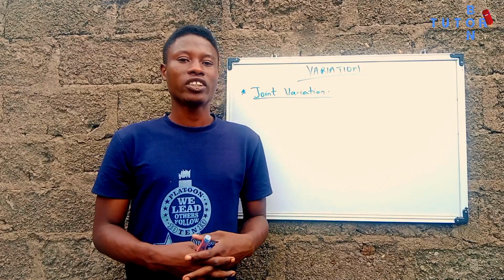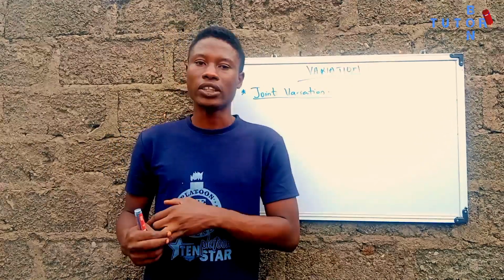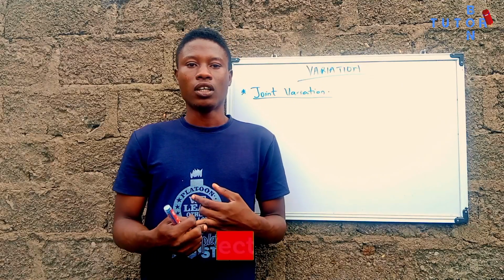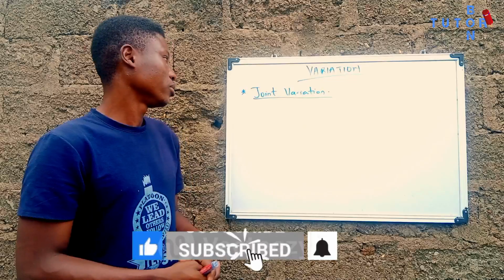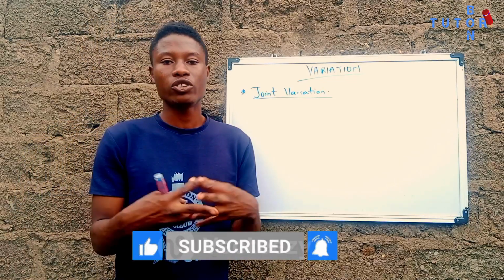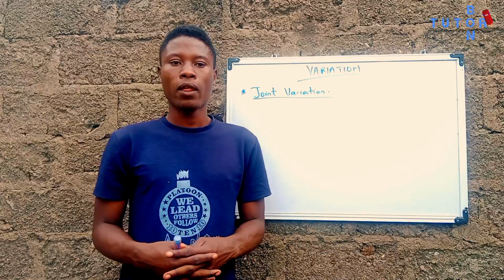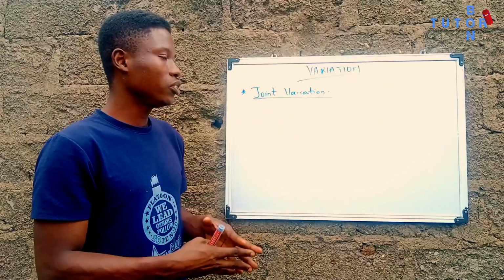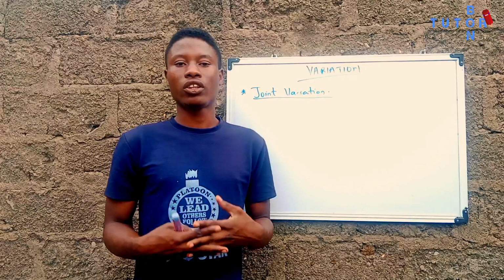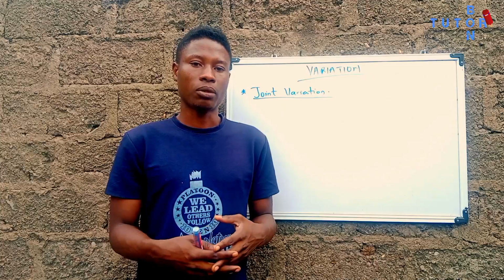The last time we talked about direct variation and inverse variation, and today we'll be talking about joint variation. When we're talking about joint variation, under inverse and direct variation we are talking about just two variables, but in joint variation, it combines three or more variables together. Let me give an example.